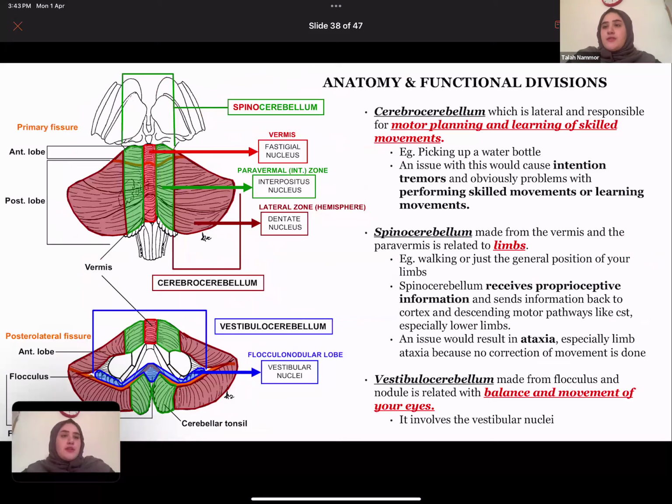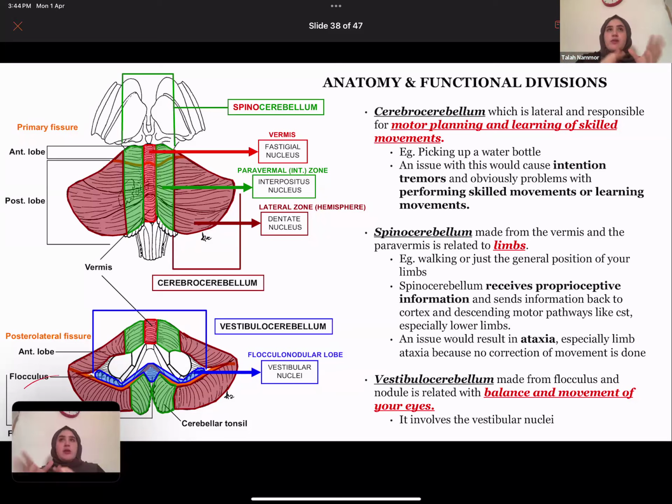And now we're going to talk specifically about the anatomical and functional divisions. Anatomical is literally only the anterior lobe, posterior lobe, and flocculonodular lobe. That's okay, there's nothing much to say about the anatomical divisions. But the most important thing to talk about is the functional divisions. Why are they important? Because they are the ones responsible for the different functions and the pathways to the cerebellum.